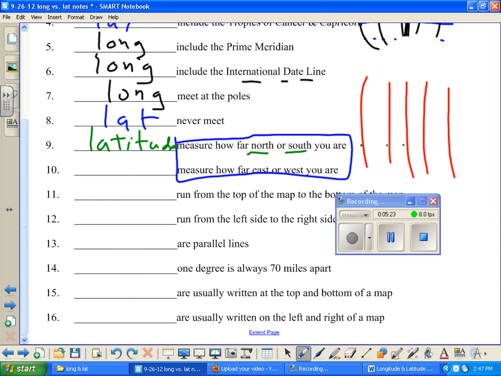Now longitude lines. Start jumping back and forth. I'm going east. I'm going west. I'm going east. I'm going west. So longitude lines measure how far east and west you are. Very often turned around.